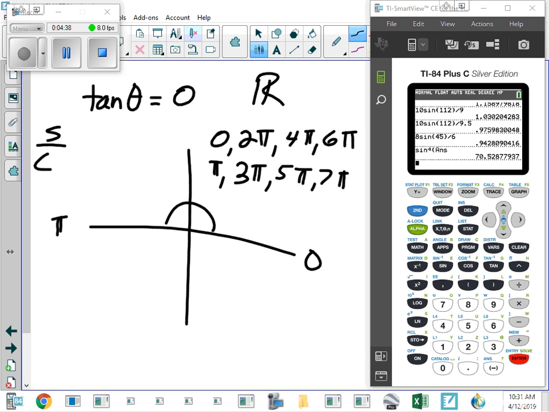And I could say 0 plus 2 pi times k, where k is any integer. It could be 1 or 0 or negative 1 or 8 or negative 5. And then I would also have to do pi plus 2 pi k. But I can actually smash those into one formula.